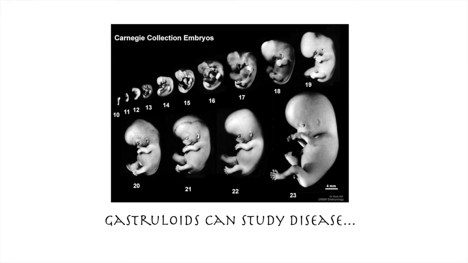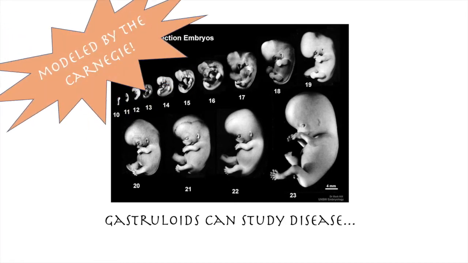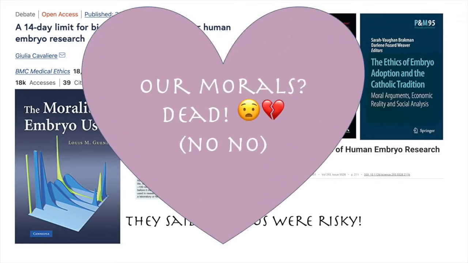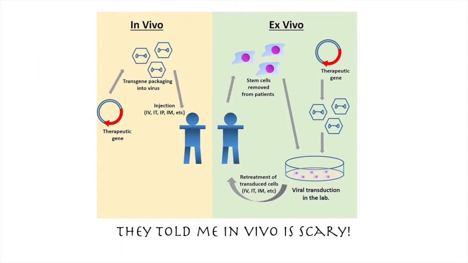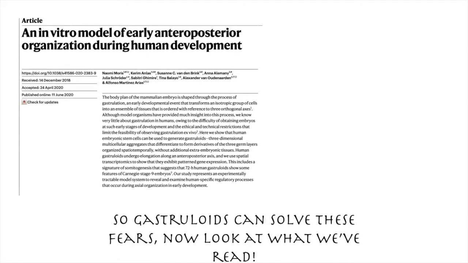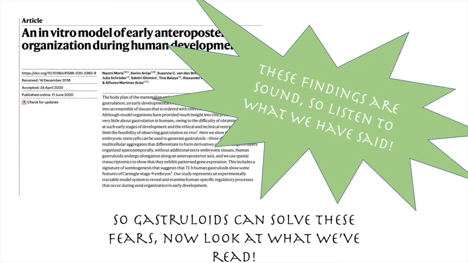Gastruloids can study disease, ease. Modeled by the Carnegie. They said embryos were risky. Or morals, dead. No. They told me in vivo is scary, but despite what they said, no. So gastruloids can solve these fears. Now look at what we read. These findings are sound, so listen to what we have said.